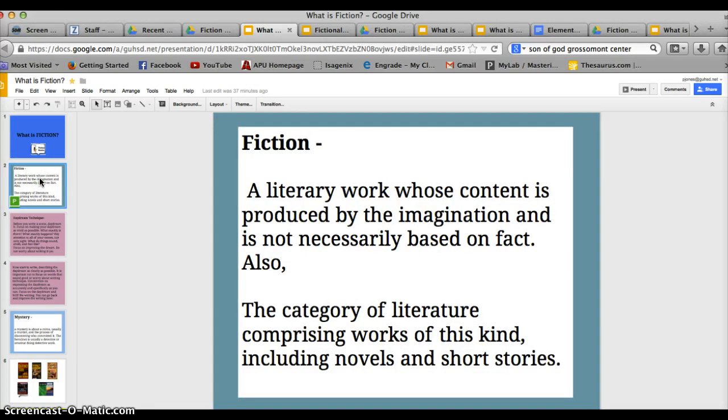Fiction is a literary work whose content is produced by the imagination and not necessarily based on fact. It's comprised mostly of novels and short stories, and they're very entertaining.